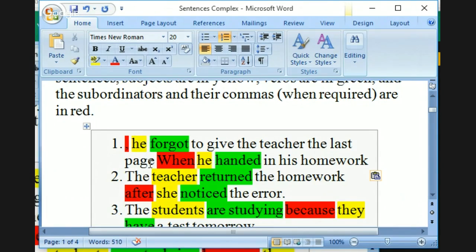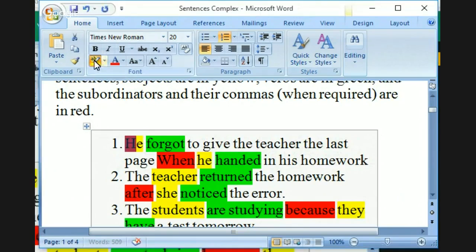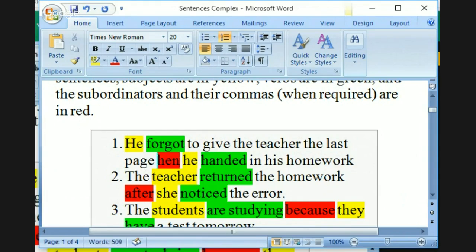All I would have to do is say: he forgot to give the teacher the last page when he handed in his homework. When I construct the sentence in this way, it does not change the meaning of the sentence whatsoever. There are absolutely no repercussions to doing this.